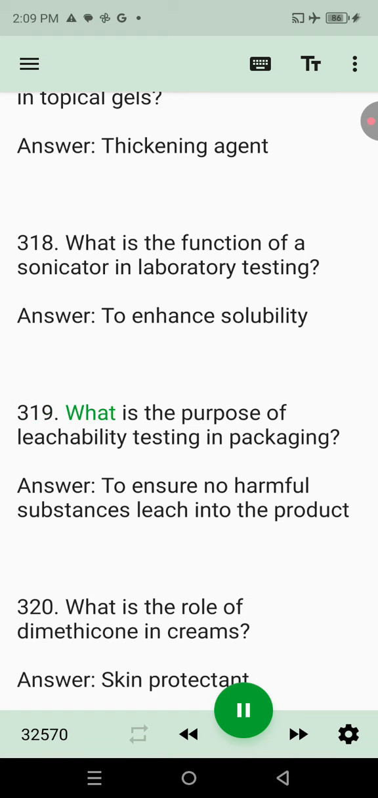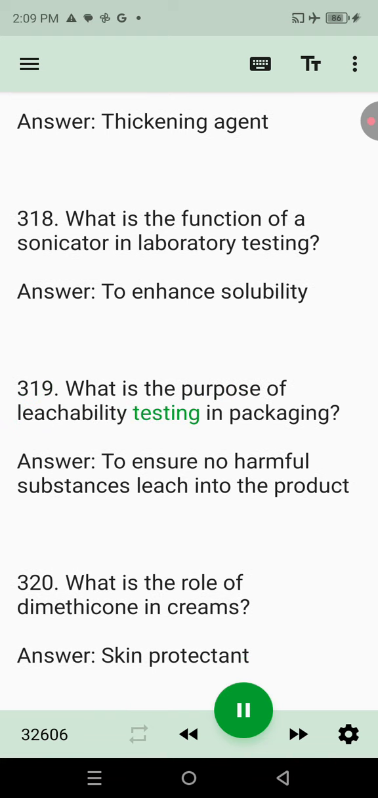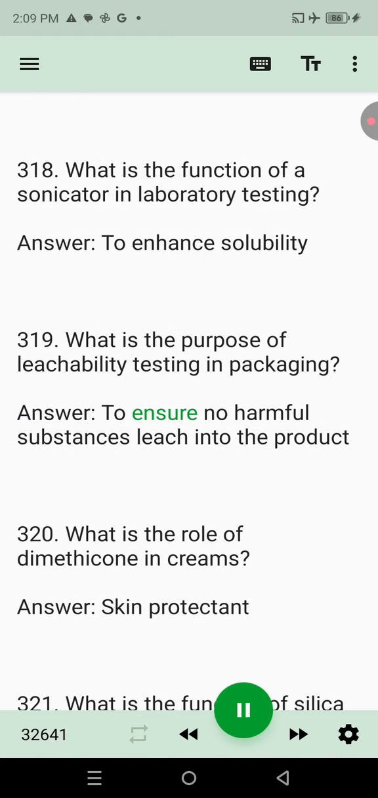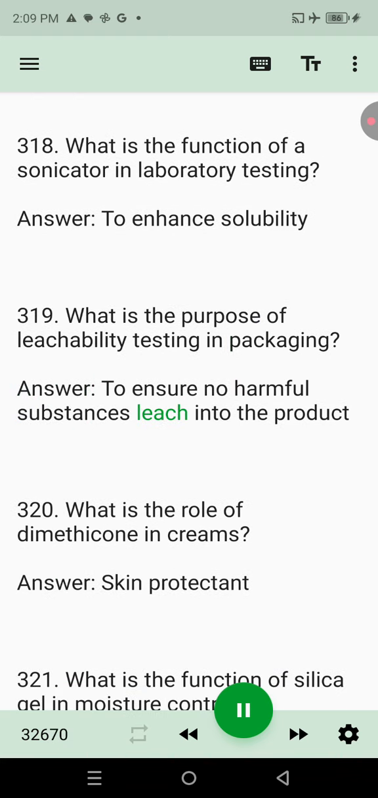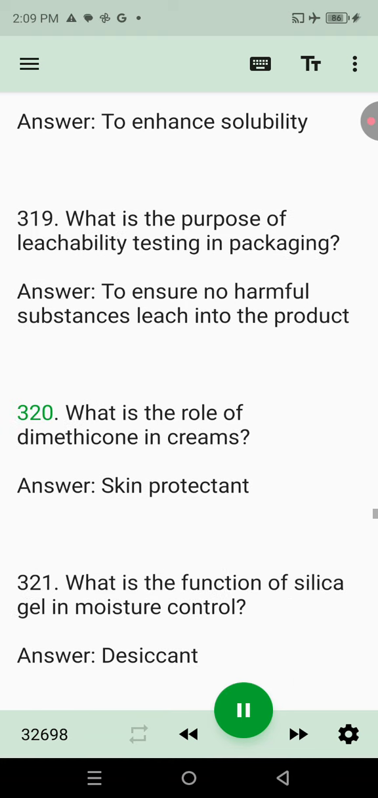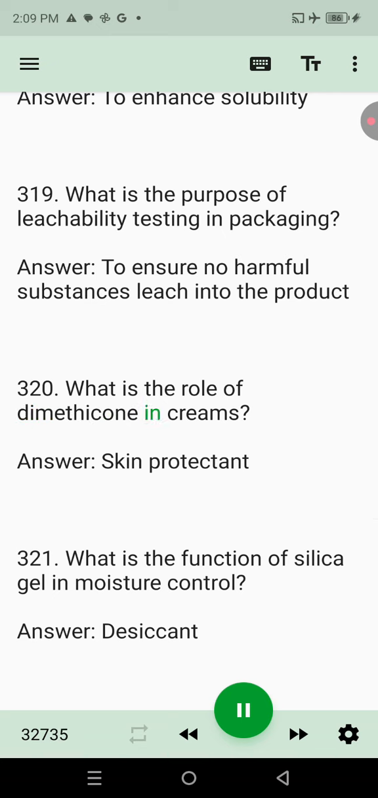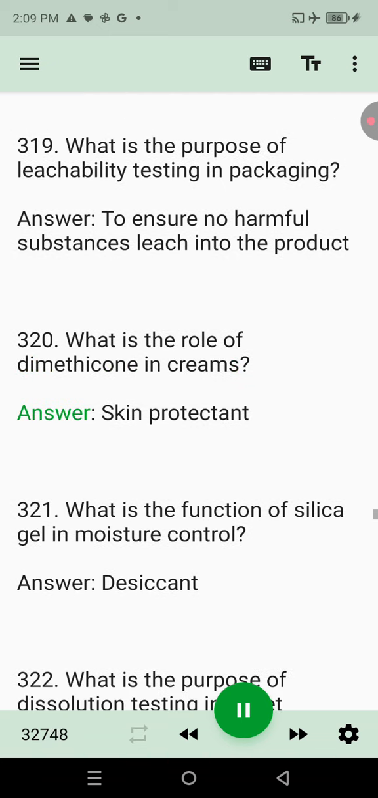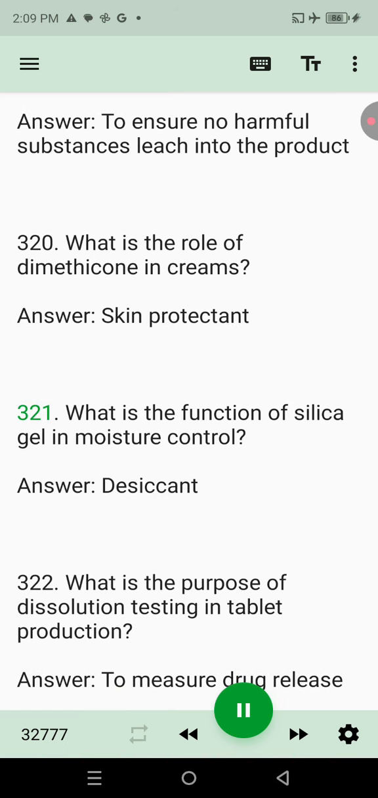319. What is the purpose of leachability testing in packaging? Answer: to ensure no harmful substances leach into the product. 320. What is the role of dimethicone in creams? Answer: skin protectant.